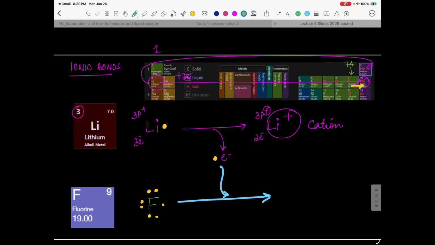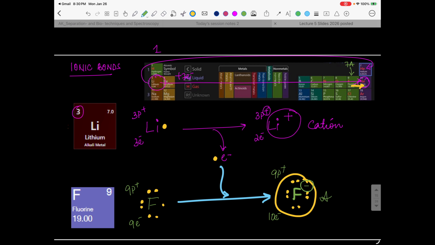And fluorine now has 8 electrons around it, with its octet complete. So it is happy. But because it had 9 protons and 9 electrons initially, when it gained the other electron, it has 9 protons but 10 electrons, one extra electron, which makes it negatively charged. So this becomes an anion. So you have a positively charged cation and a negatively charged anion. Now these two will be attracted to each other, and that bond is called the ionic bond.